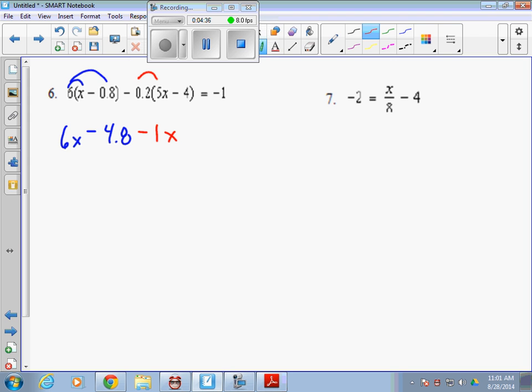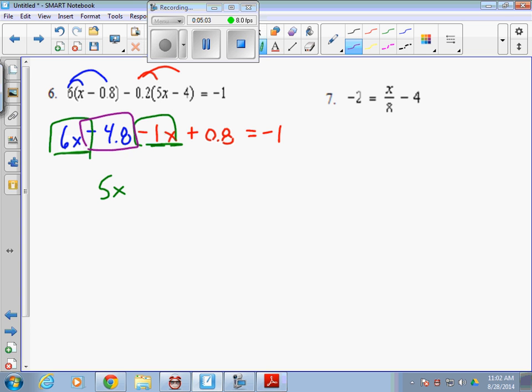1.0x. And then negative 0.2 times 4, a negative times a negative, is going to be a positive 0.8 equals negative 1. So combine all of your like terms now. 6x minus 1x. Again, if you need to, draw boxes around them so you can see the sign with it. 6 minus 1 is positive 5x.